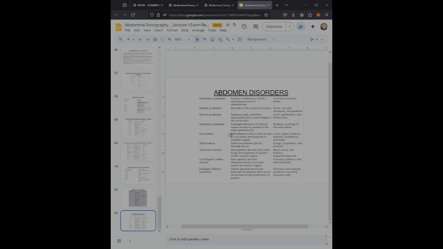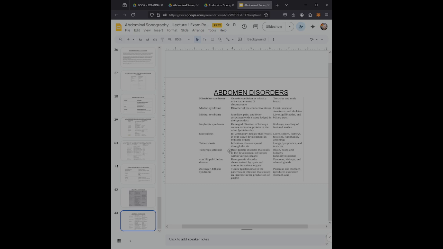Sarcoidosis, it's an inflammatory disease that results in scar tissue development in multiple organs. Sarcoidosis affects the liver, the spleen, kidneys, testicle, lymphatics, and lungs. Tuberculosis is an infectious disease spread through the air. Well, I should say spread through infectious droplets in the air, and it affects the lungs. We see it as caseations. It can also affect lymphatics as well as the abdomen. That's not mentioned here, but there's abdominal TB, and it also affects the testicles.